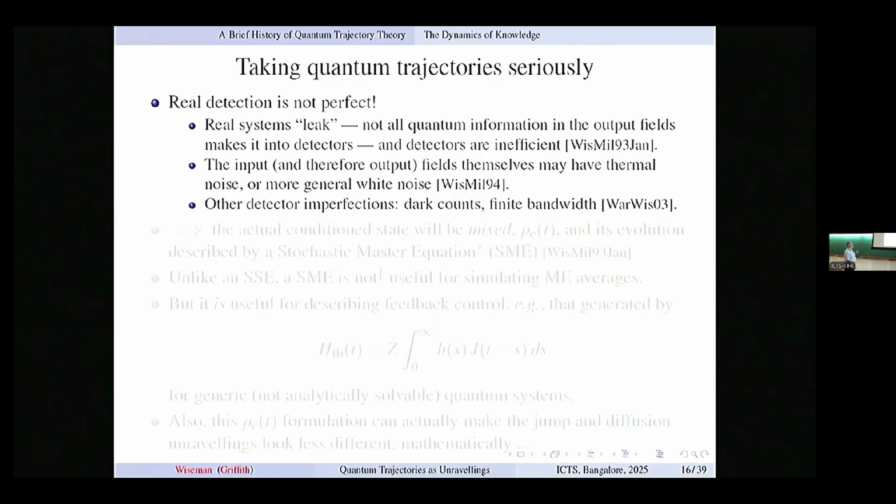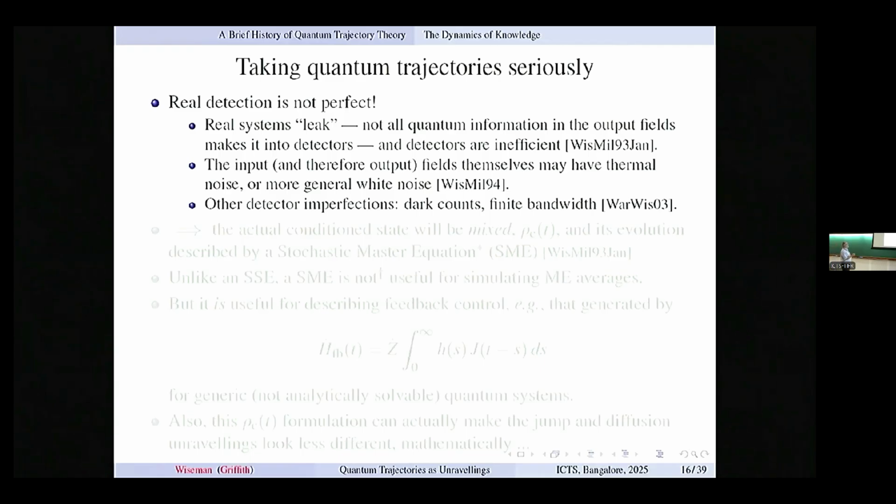That's because if you want to use this for a topic like actually modeling an experiment with quantum feedback, you have to take quantum trajectories seriously. What I mean by that is that real detection is not perfect. This idea I've been talking about all this time, let's assume everything is perfect, perfect detectors, and so on, you get a pure state, a stochastic Schrodinger equation, isn't it beautiful? That's not the real world.